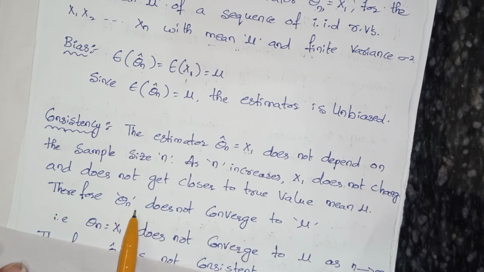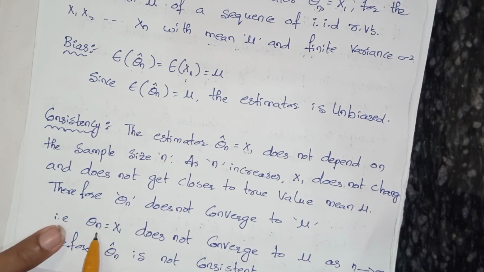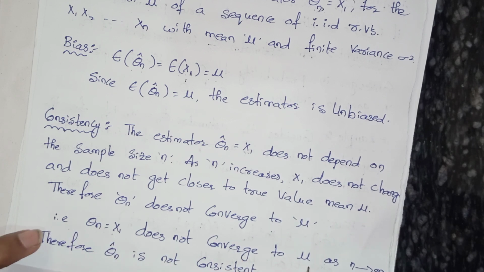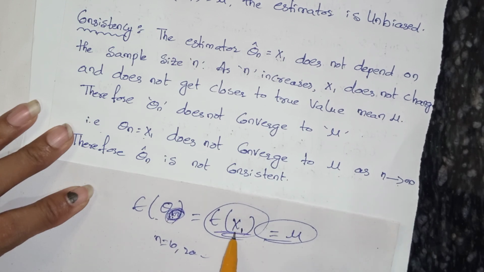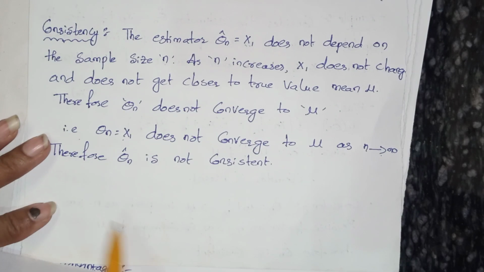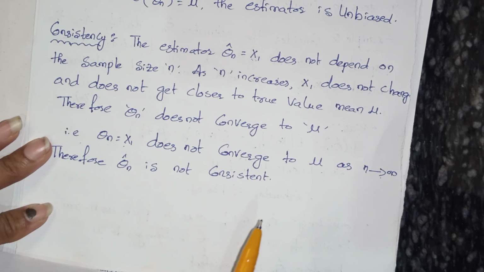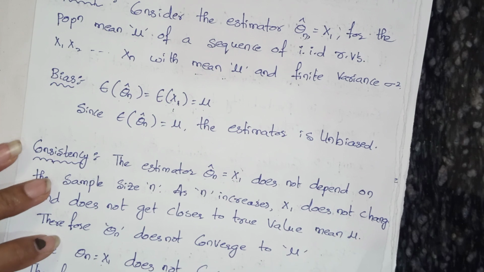So therefore theta n does not converge to mu. Why? Because it is not going closer to the true value. Symbolically we can say that theta n equals x1 does not converge to mu as n tends to infinity. That means if we go on increasing n, it does not change anymore. Why? Because whatever the value you take here, it remains the same. x1 only we have to take, and this whole term equals mu. So there won't be any change. Therefore we say that theta n is not consistent. Consistent in the sense it should change, but here we are discussing not consistent. So that's why we considered this example. Okay, hope you all understand.